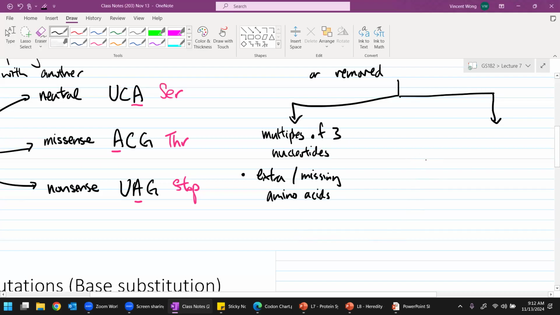Stay with me, stop copying. If I delete 12 nucleotides, what's going to happen to your amino acid sequence? Are you going to have extra or are you going to have missing ones? Missing. How many are you going to be missing? 4, right? 12 divided by 3 is 4. Why do I divide by 3? That's right. 3 nucleotides for 1 codon, right? Understand? Good.